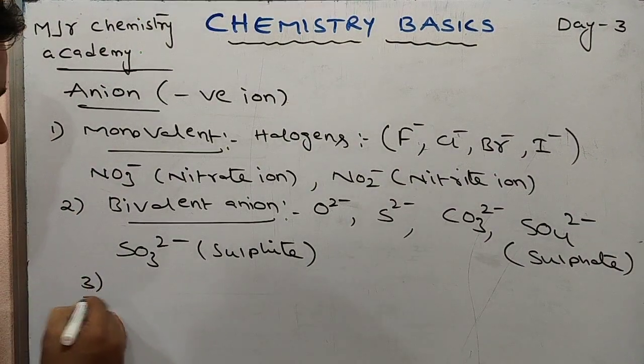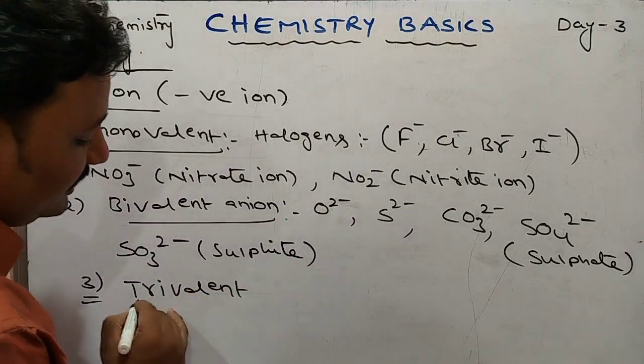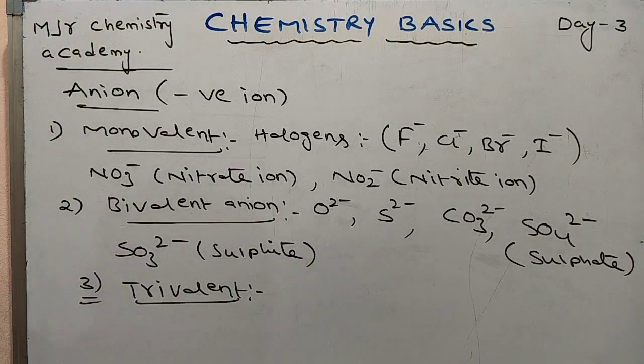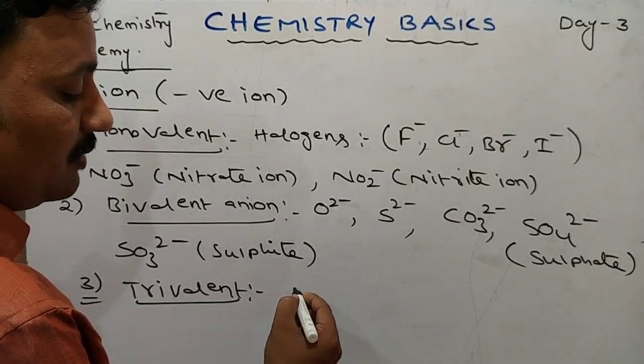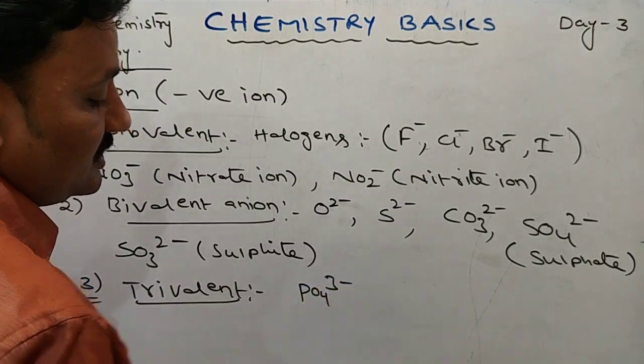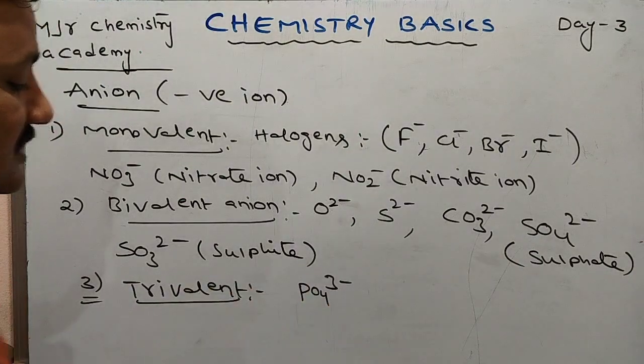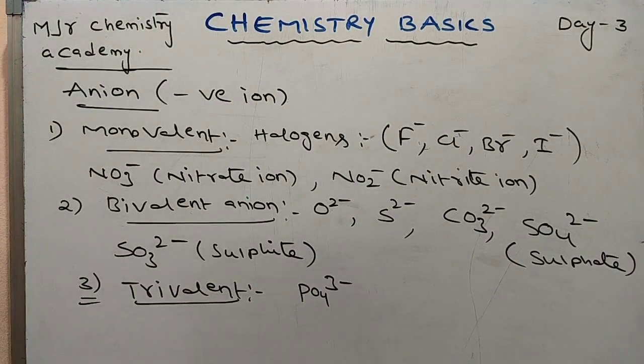And coming to the trivalent anions. Trivalent means gaining 3 electrons to get a negative charge. Example, PO4 3 minus, the phosphate ion. Phosphate ion is a trivalent ion. So particularly phosphate ion is a trivalent ion.